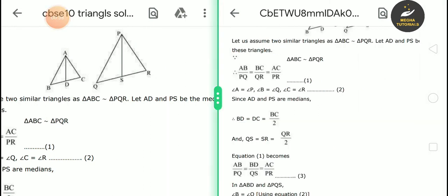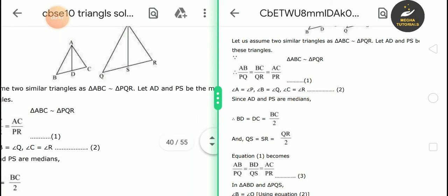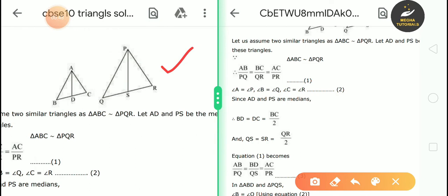Let us assume that triangle ABC and triangle PQR are similar triangles. Please see in the diagram. And AD and PS are the medians of the respective triangles. Since triangle ABC is similar with triangle PQR, we can write AB upon PQ is equal to BC upon QR is equal to AC upon PR, because sides of the similar triangles are in the same proportion. It is equation 1. Also we can write angle A is equal to angle P, angle B equal to angle Q, and angle C is equal to angle R, because angles of the similar triangles are equal.